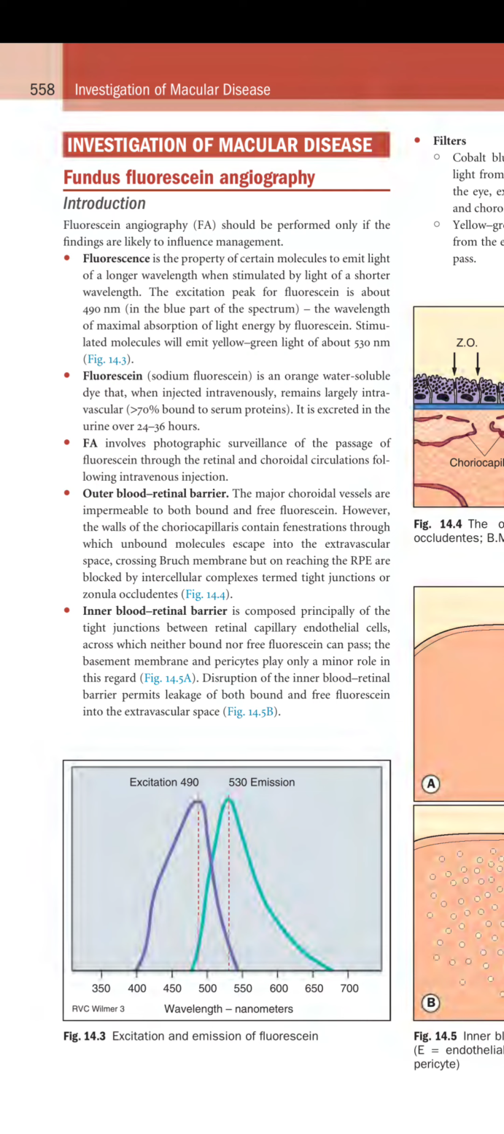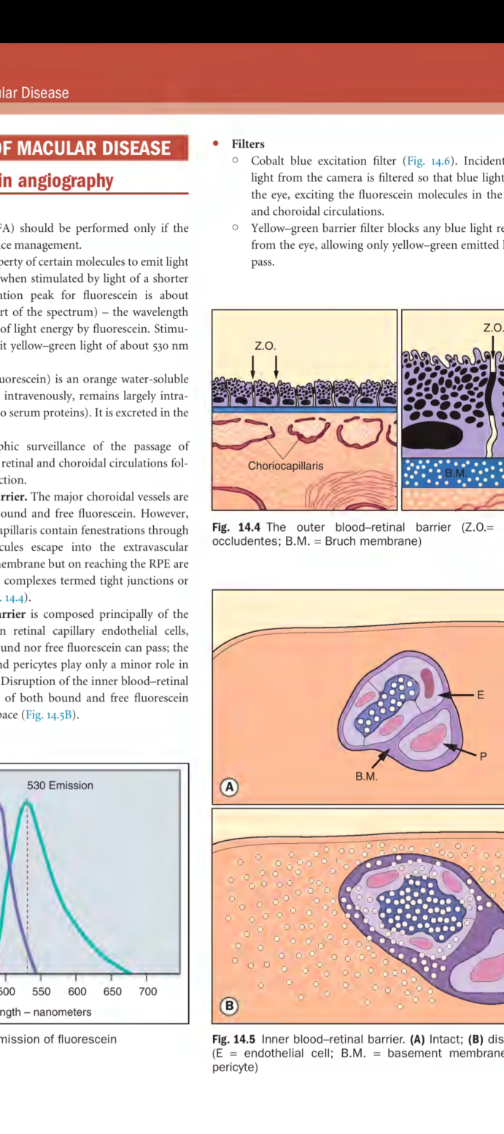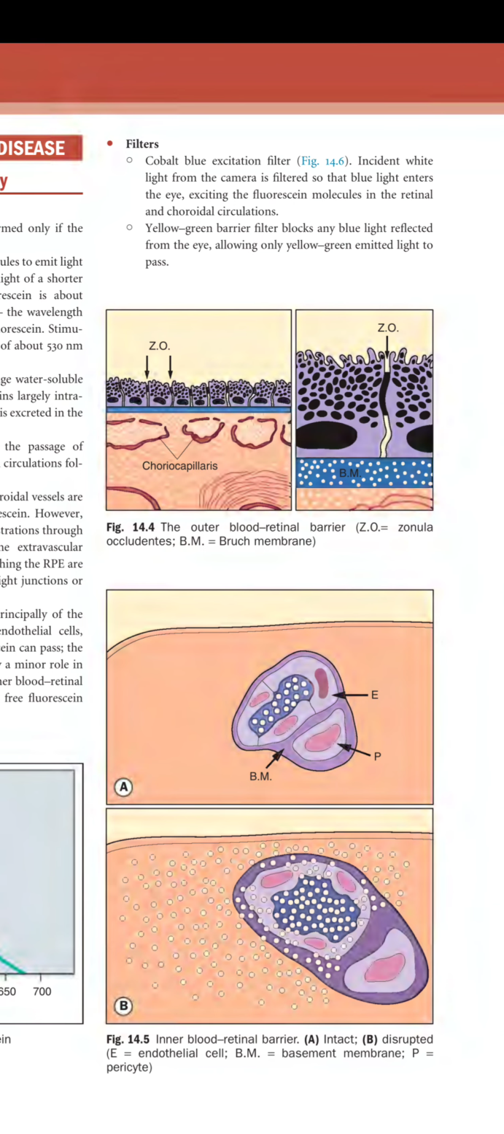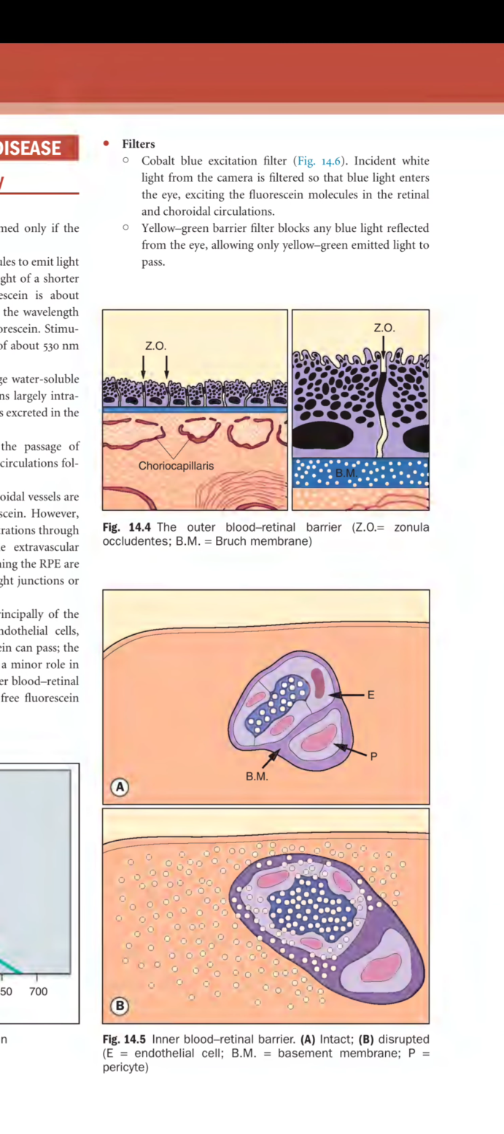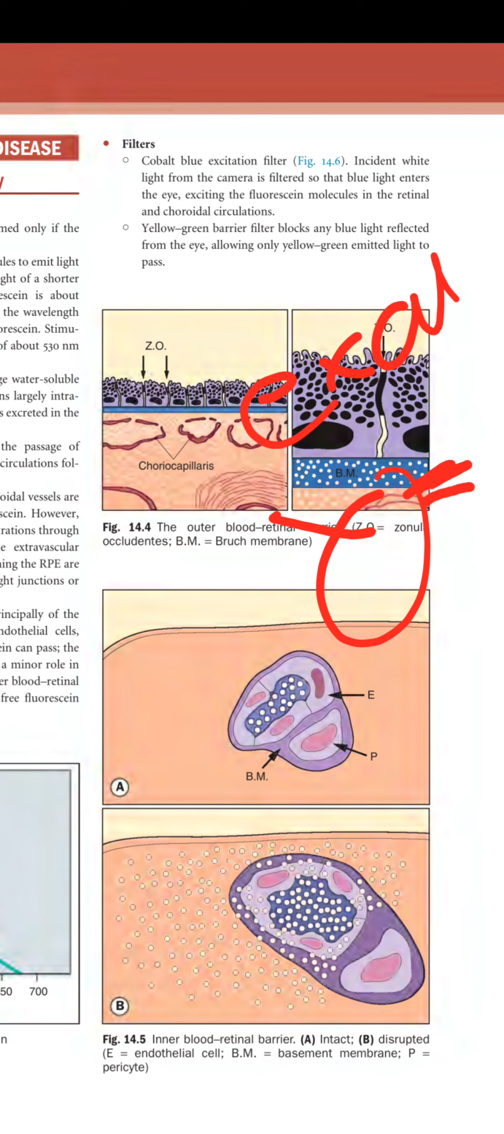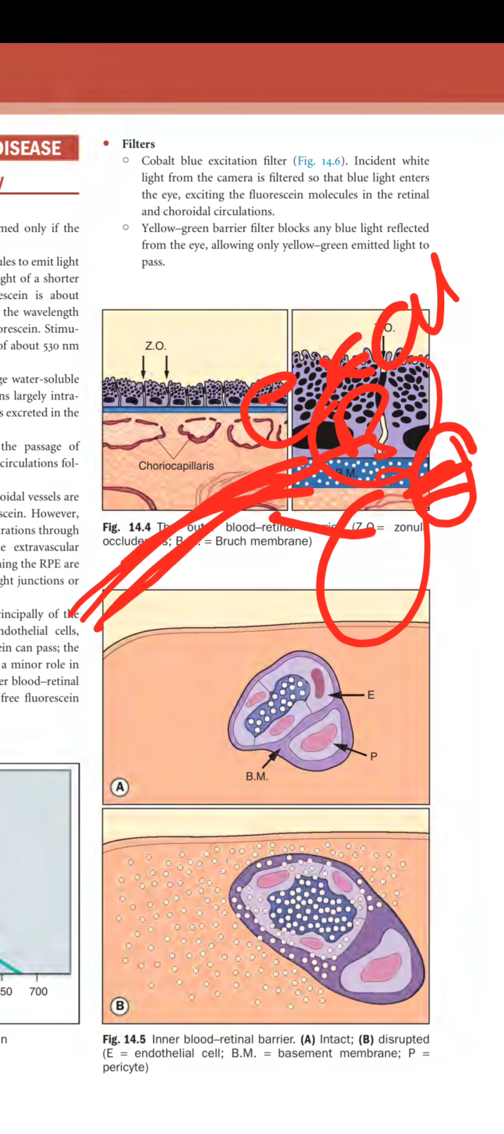So you can see the excitation and emission of fluorescence: excitation is at 490 nanometers and emission is at 530 nanometers. Then the filters are placed. With the cobalt blue excitation filter, incident white light from the camera is filtered so that blue light enters the eye, exciting the fluorescent molecule in the retinal and choroidal circulation. So there is an excitation filter and then a barrier filter. When the white light passes through the blue excitation filter, it is converted into blue light, and when it is incident on the fluorescein, it will emit green light.